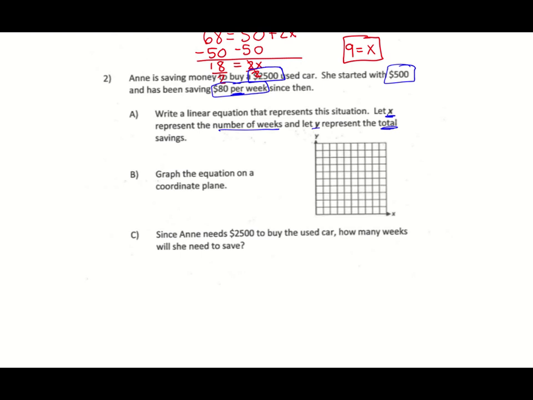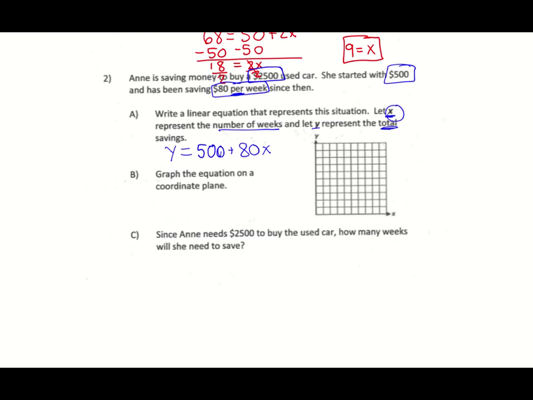So if y is my total, I know that's going to go on one side of my equal sign, and then my other side, it says she started with $500. So Anne has $500 already. And she saves $80 per week. So we're going to add on. She has $500 plus $80 times the number of weeks. And our number of weeks is our x. So we have 500 plus 80x.